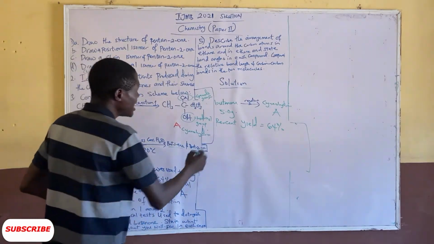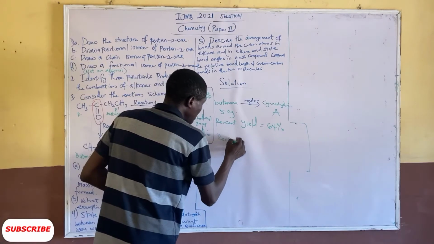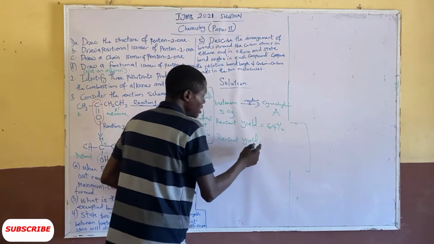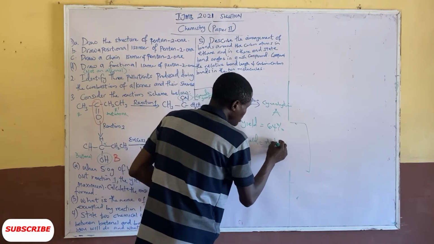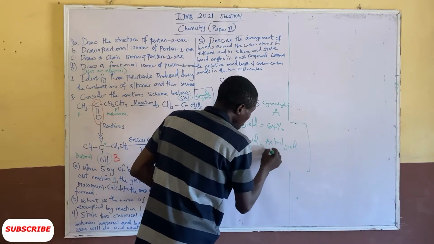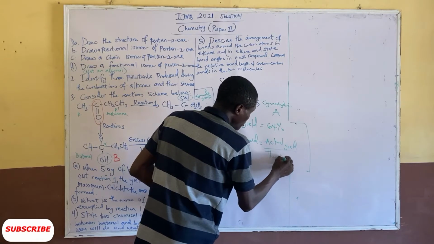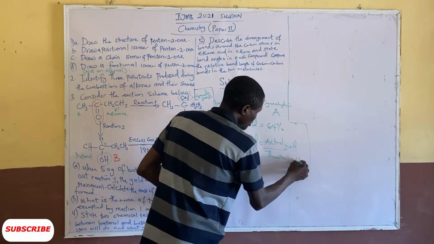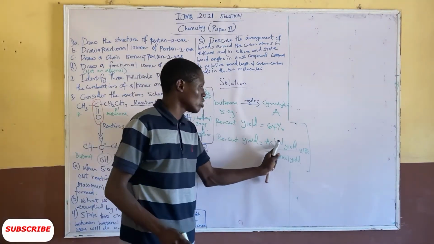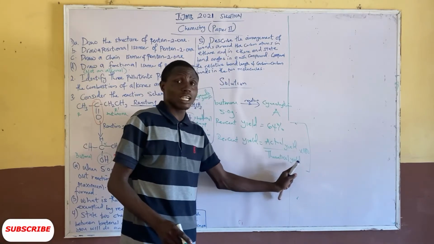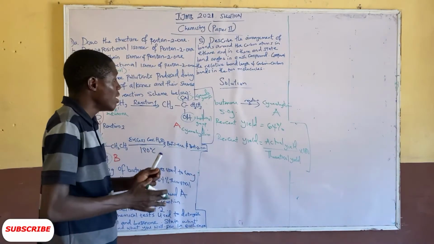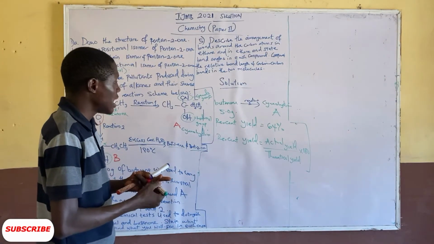Because the percent yield is given as actual yield over theoretical yield times 100. The percent yield is equal to actual yield over theoretical yield times 100. So that's the percent yield formula for you.